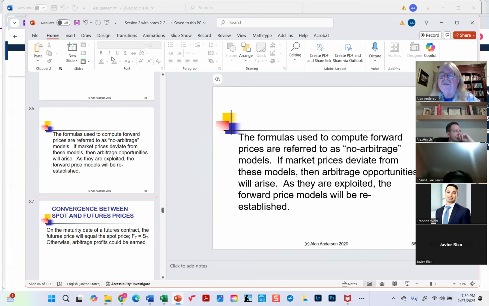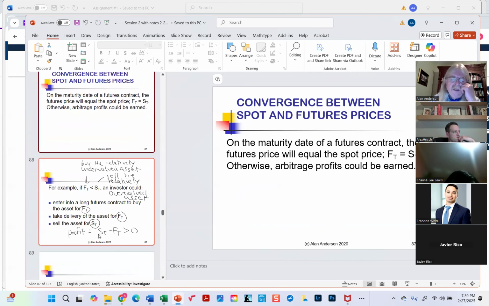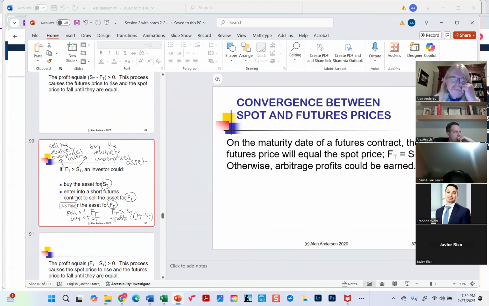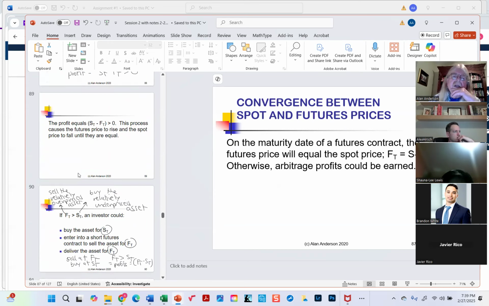So when we start looking at options, for example, you'll see that a lot of the relationships between them come down to the idea that if these relationships are not being observed in the market, it's because they will be corrected by arbitrage activity. Okay, so anyway, what was all this about? The same thing is happening here between spot and futures prices. So we already know how spot and forward prices are tied together.